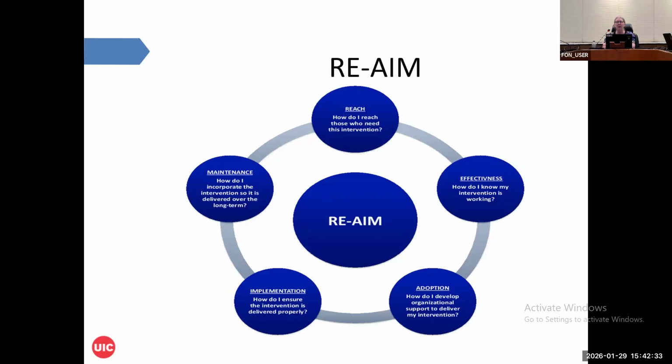So reach is, how do I reach those who need this intervention? Effectiveness is, how do I know my intervention is working? Adoption is, how do I develop organizational support to deliver my intervention? Implementation is, how do I ensure the intervention is delivered properly? And maintenance, how do I incorporate the intervention so it's delivered over time in the long term?